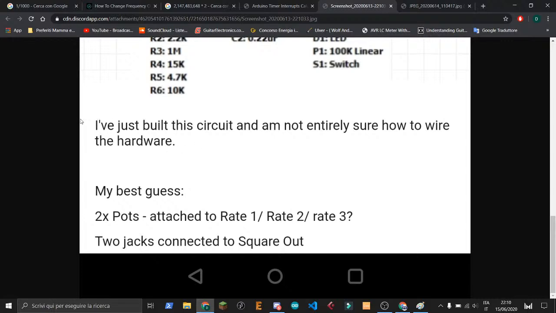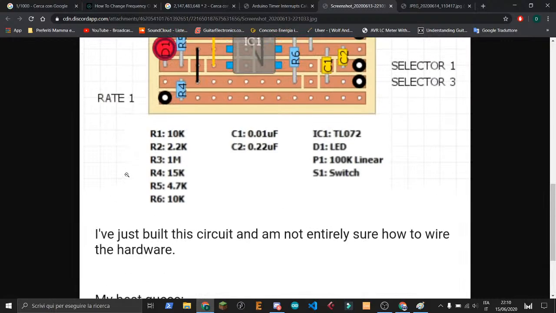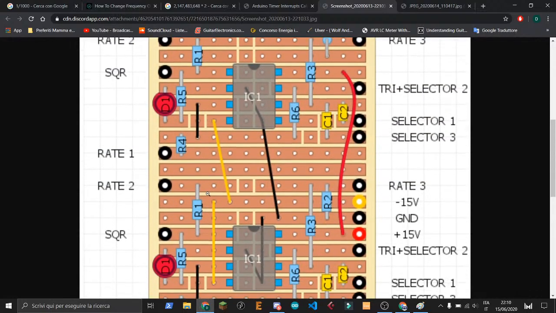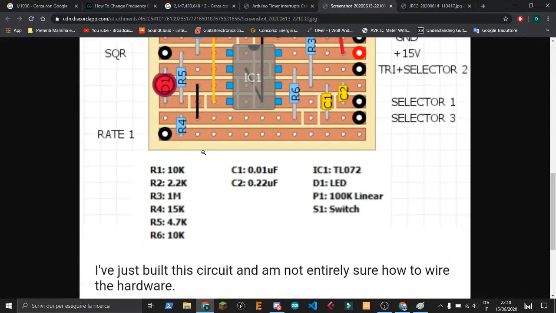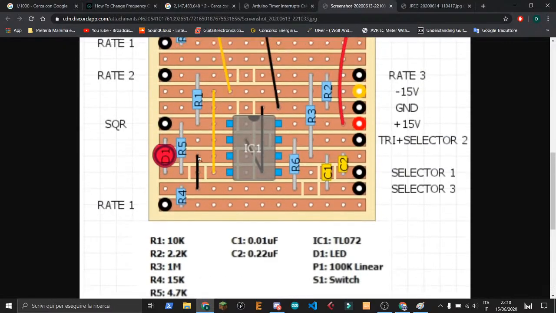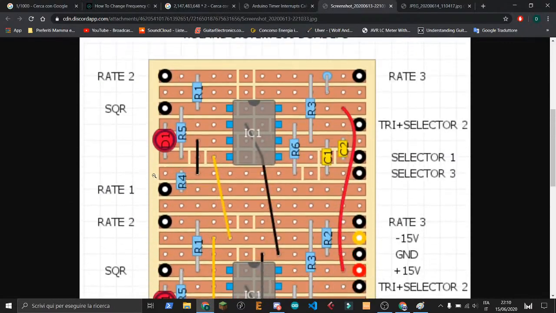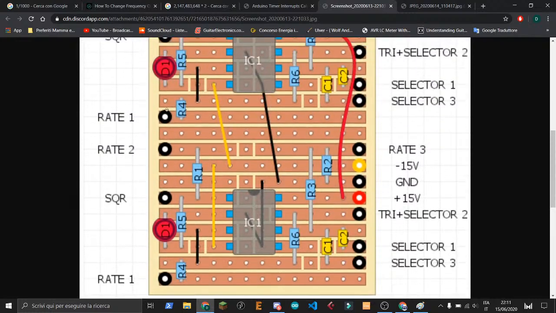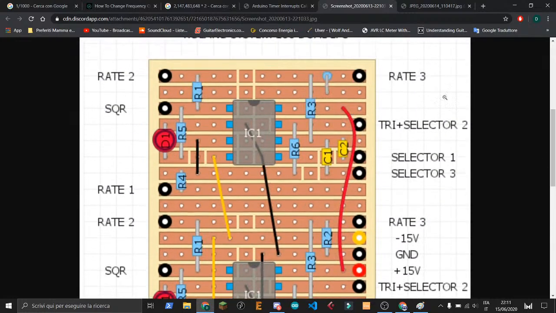Pro tip for anyone that wants to share a design with someone else, please, for the love of God, put every single piece of information, because this is kind of bullshit. Rate 3, what does it mean?